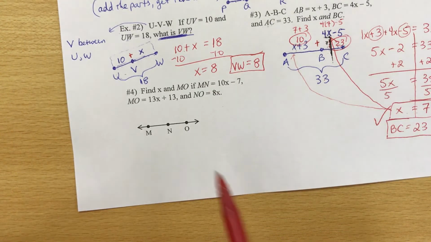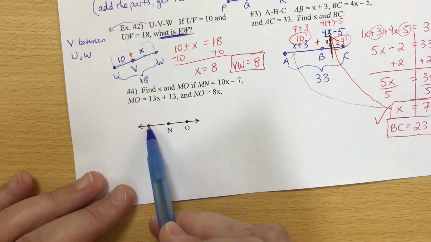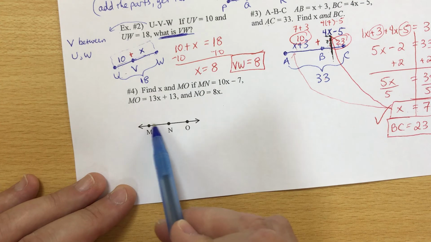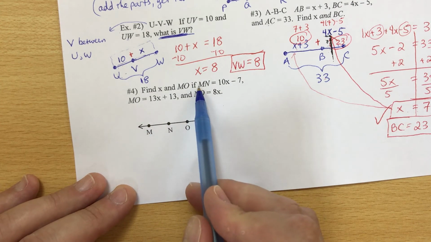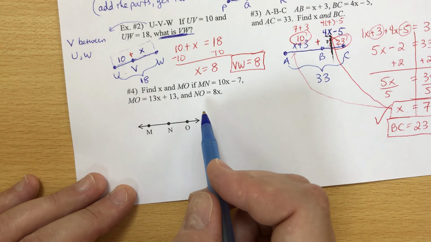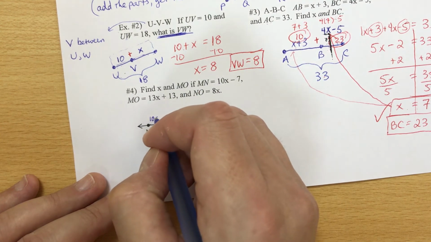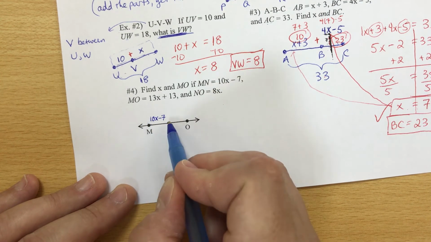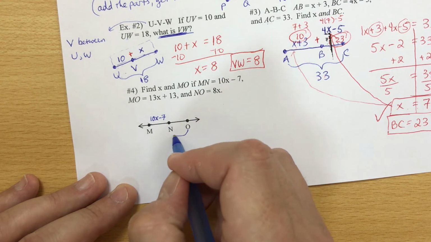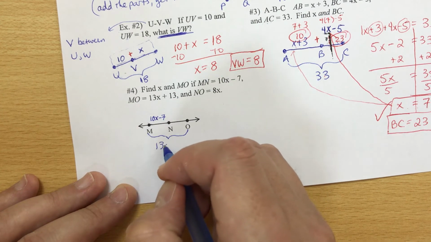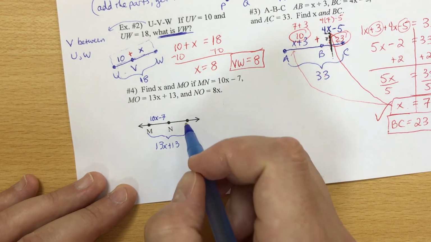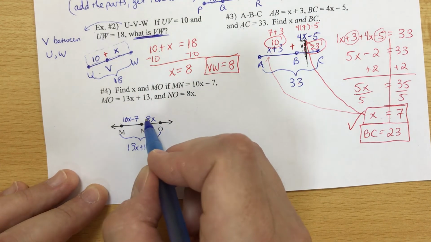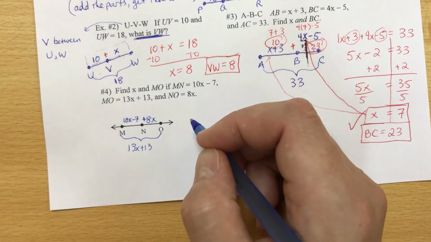Okay, we're going to do one more here at the bottom. Number 4, they actually drew us a diagram. That's nice. Find x and the length of MO, that's the whole segment here, if the length of MN is 10x minus 7, so M to N, 10x minus 7. I label it between the points. I'm not going to put it over here at M. MO, now that's the whole segment, is 13x plus 13. NO is 8x. All right, segment addition postulate says we add the parts.